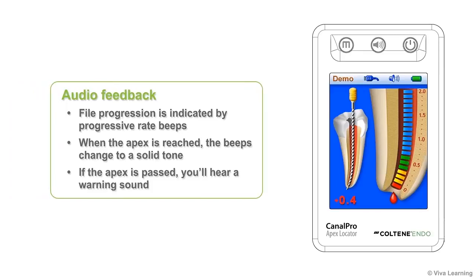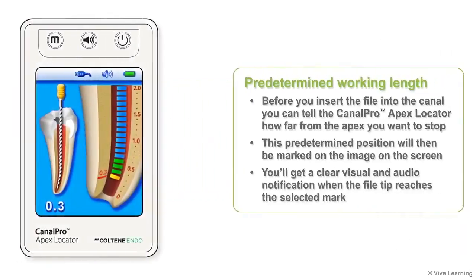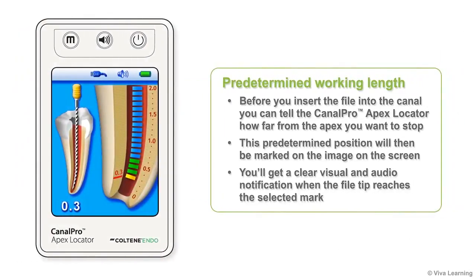In addition to these visual cues, the CanalPro Apex Locator also provides audio feedback of the file progression in the form of progressive rate beeps. When the apex is reached, the beeps change to a solid tone. If the apex is passed, you'll hear a warning sound. In addition, before you insert the file into the canal, you can tell the CanalPro Apex Locator how far from the apex you want to stop. This predetermined position will then be marked on the image on the screen, and you'll get a clear visual and audio notification when the file tip reaches the selected mark.